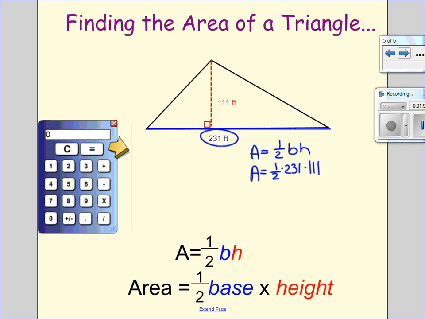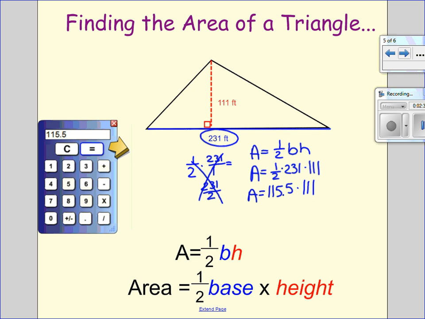Order of operations means when we have multiplication, we're just going to go left to right because that's our only operation. So first thing we can do is 1/2 times 231. Now, we could do that as 1/2 times 231 over 1, and we get 231 over 2, or we can just divide by 2. So we can take 231 and divide by 2, and we get 115.5. So now we have area equals 115.5 times the height of 111. Remember, we're taking half because a triangle is half of a parallelogram.